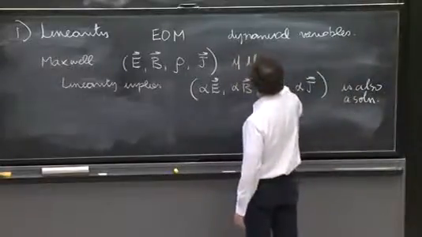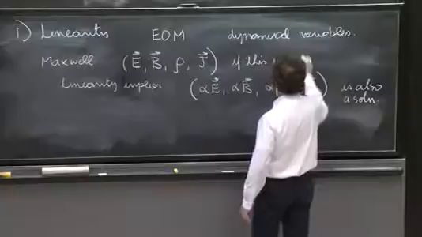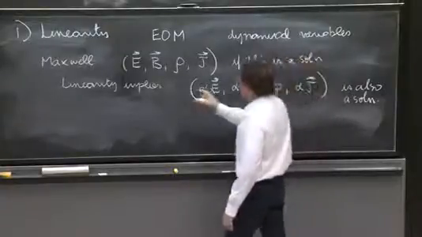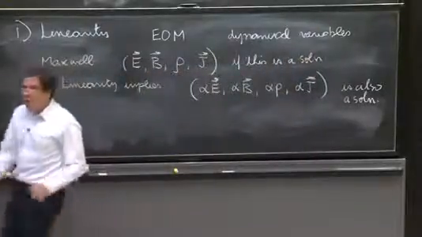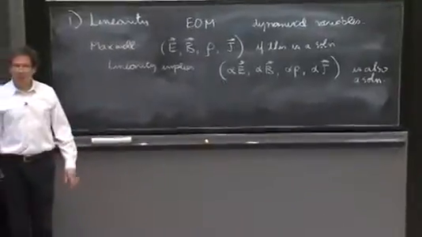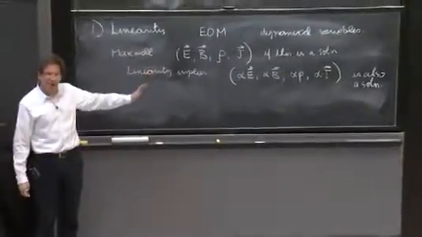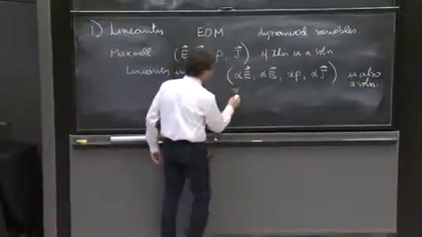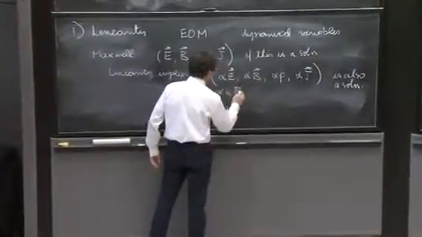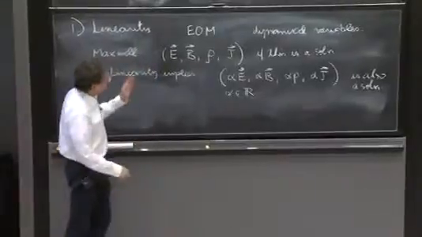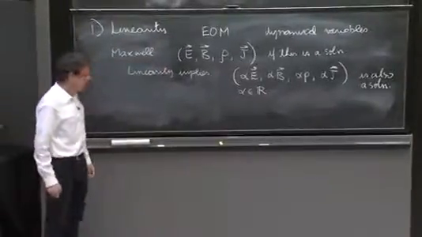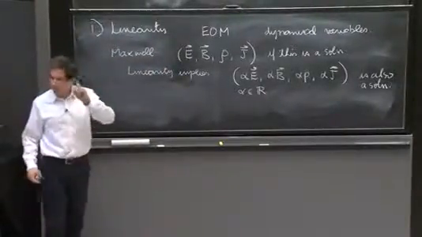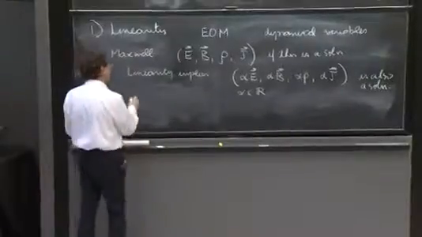If this is a solution, linearity implies that you can multiply those values by a constant number, alpha being a real number. And this is still a solution. It also implies more. Linearity means another thing as well.